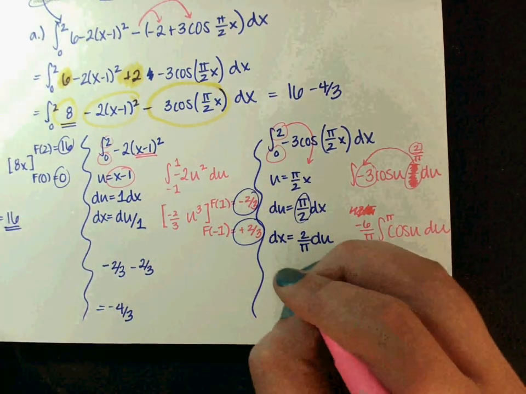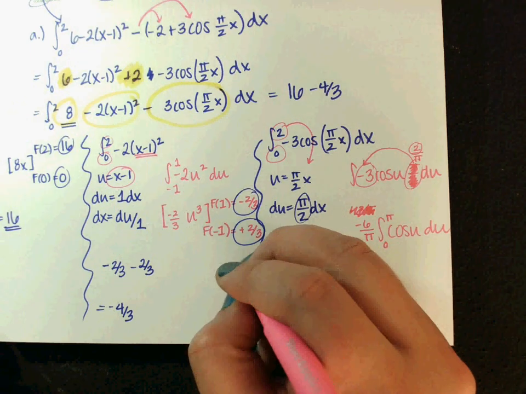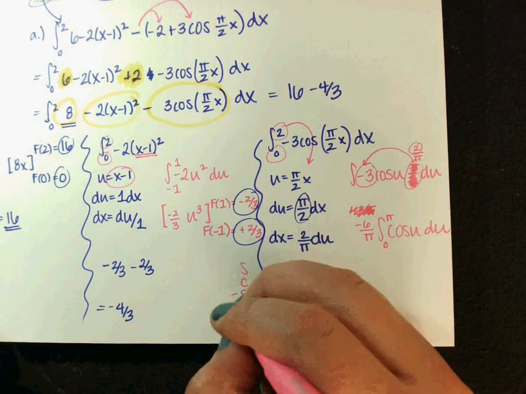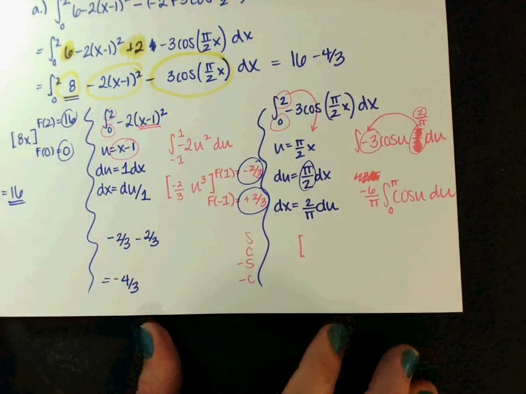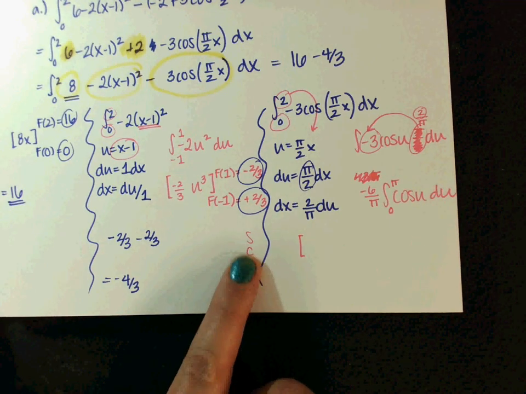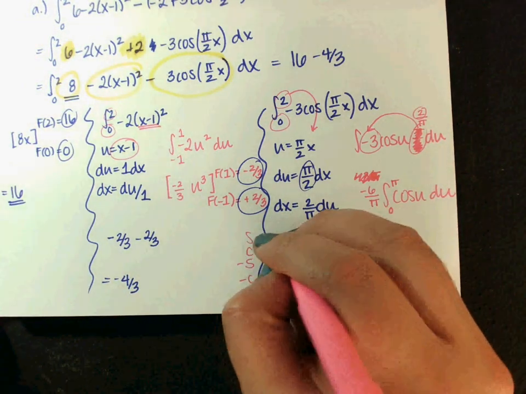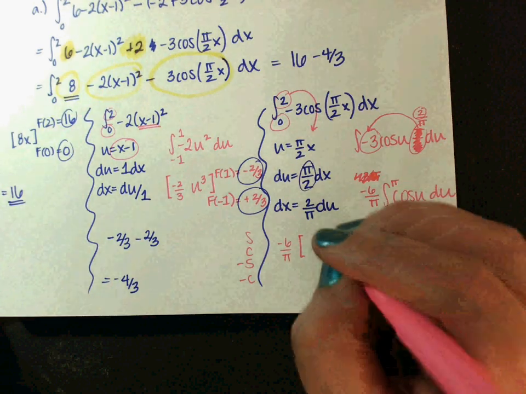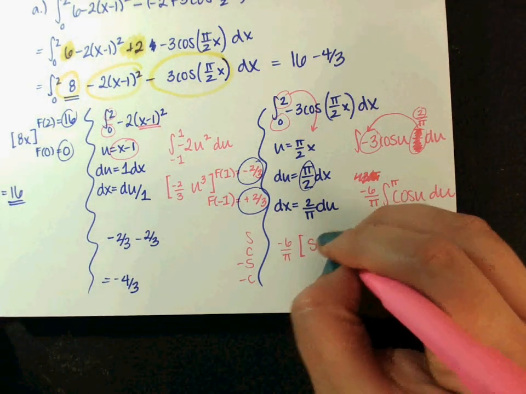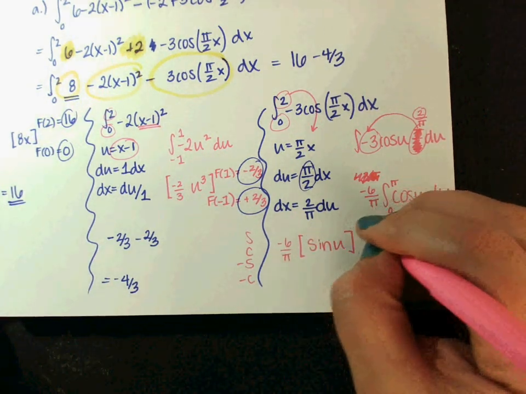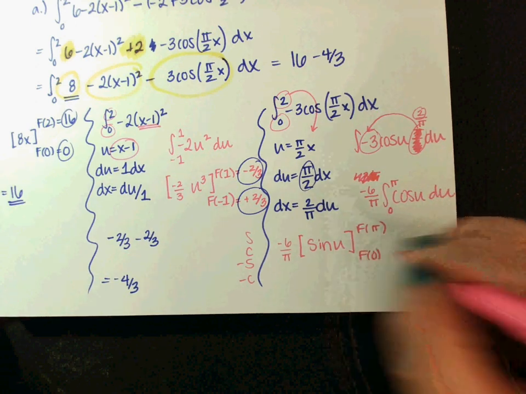Antiderivative of cosine u. Okay, think about your snow cone. If I'm on cosine, the antiderivative of cosine is sine. I'm going to keep my negative 6 over pi out there in the front, so I'm going to have a positive sine u out here. Then I'm going to plug in pi and 0.